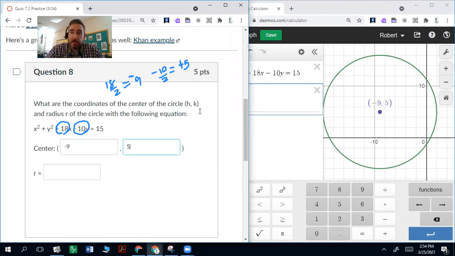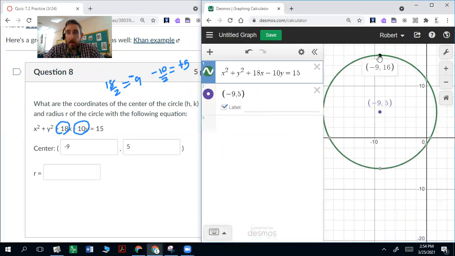But now getting that radius, so we got to figure out how far it goes to the edge. So you can count out. We'll go up here. And notice my x's are both -9, but if I'm going from 5 to 16, how far up is that? What's 16 minus 5? That distance, well, it's going to be 11, right? So my radius should be 11 on that. 16 minus 5 is 11.